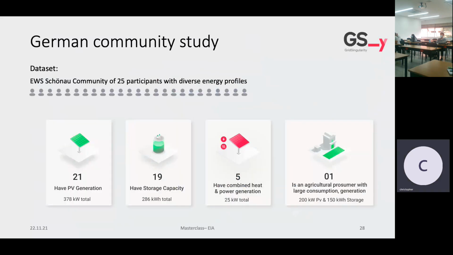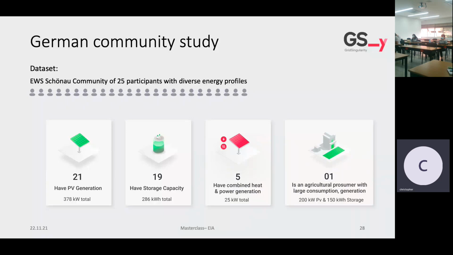So we've done a study from a German community called EWS Schönau. The community was located in southwest Germany. It was a community of 25 participants with very diverse energy profiles. And the community was quite smart because they had a ton of generation. So 21 of the participants had PV generation for a total of 378 kilowatts peak installed. 19 of the members had a storage with a total of 286 kilowatt hours of capacity installed. 5 of the members had combined heat and power generation, and 1 of the participants was a very big prosumer.